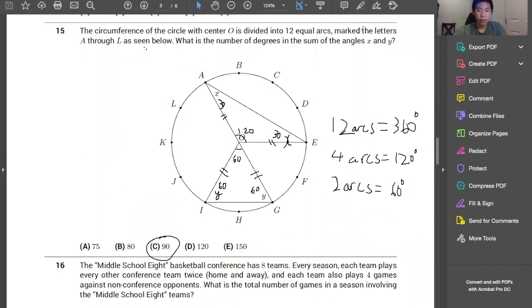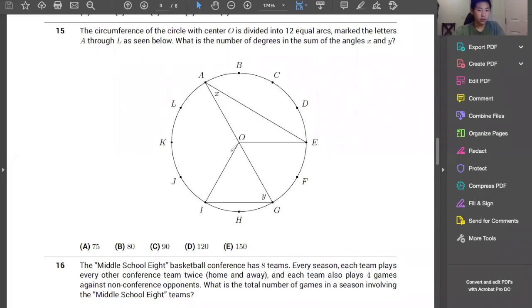Okay. This one might be tricky. Any questions? No? Okay.